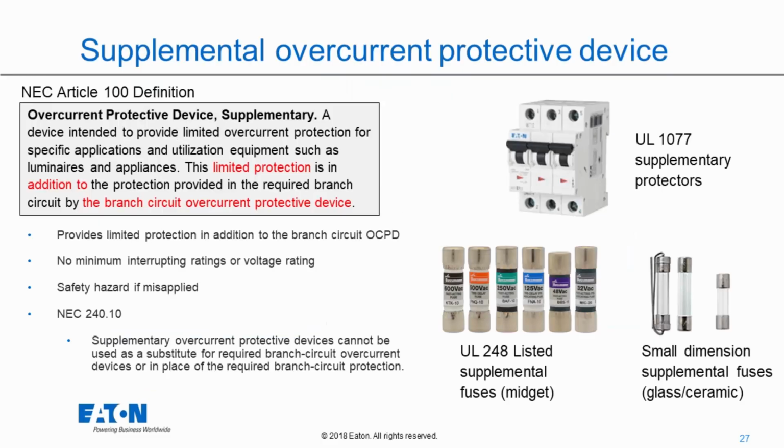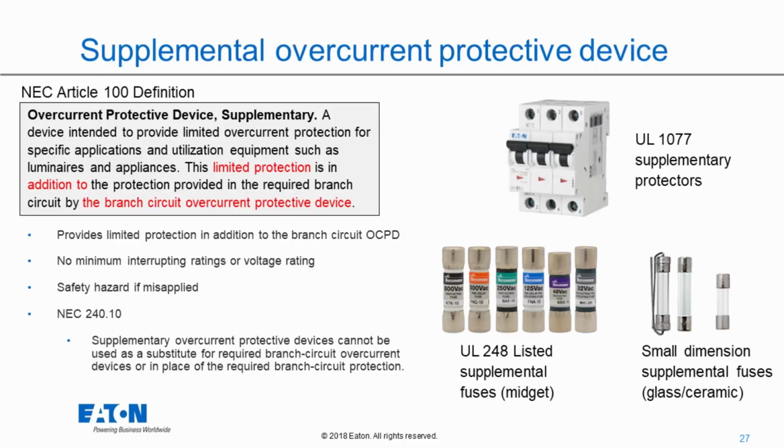So now we go away from UL248. We're going to get to supplemental overcurrent protective devices. What a supplemental overcurrent protective device is, is a device intended to provide limited overcurrent protection for specific applications and utilization equipment such as luminaires and appliances. The limited protection is in addition to the protection provided in the required branch circuit by the branch circuit overcurrent protective device. So what this is saying is when I have a supplemental overcurrent protective device, it's there to protect a particular thing, not a branch.